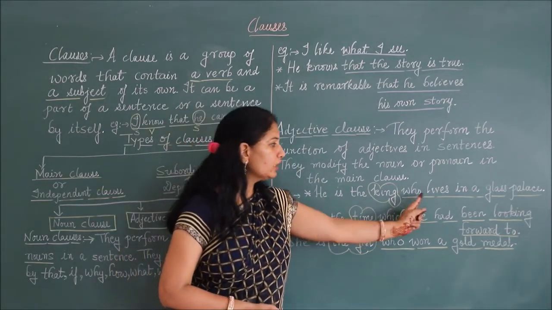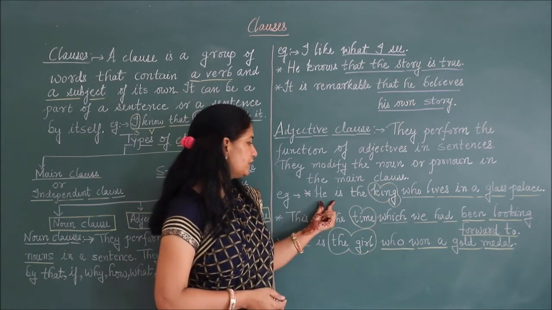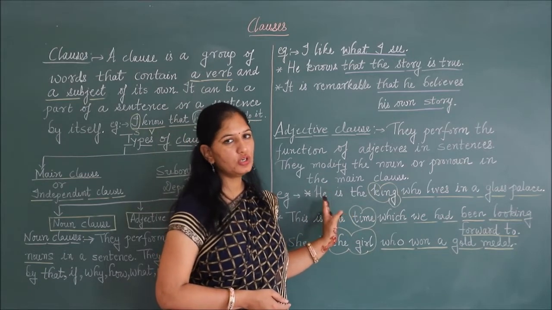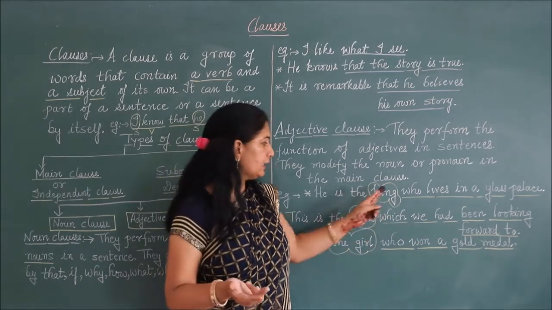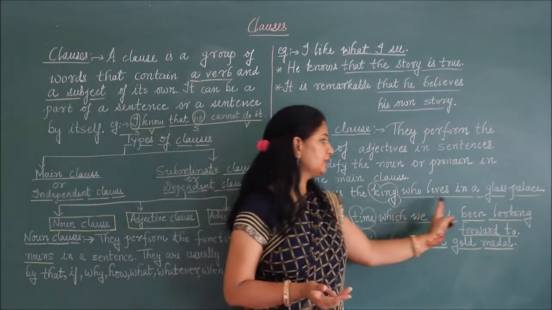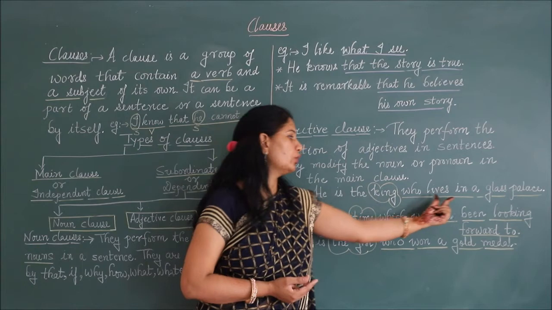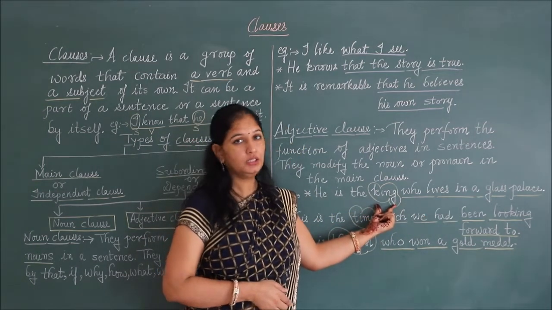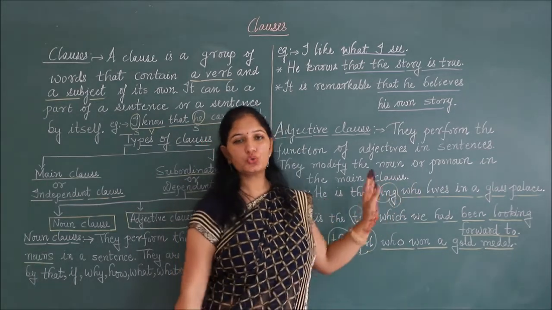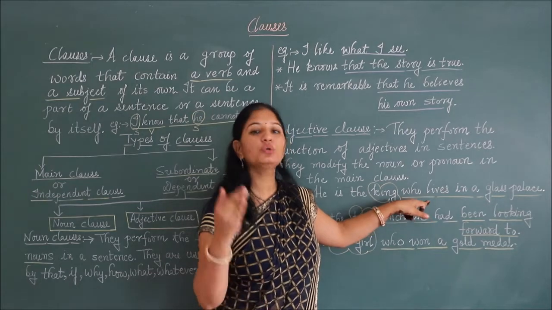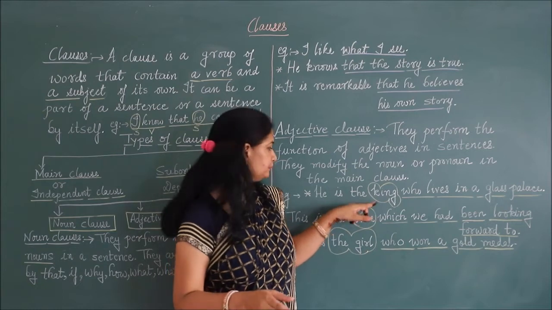He is the king who lives in a glass palace. As we have done in phrases also, the first clause is, he is. This is the first clause. It has a subject and a verb. And after that the king is there, which is a noun. And this noun is described by this clause, who lives in a glass palace. So this whole clause is describing the king. Which kind of king are we talking about? The king who lives in a glass palace. So this clause becomes an adjective clause because it is saying something extra about the king.